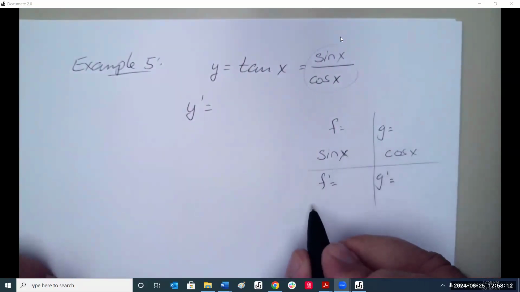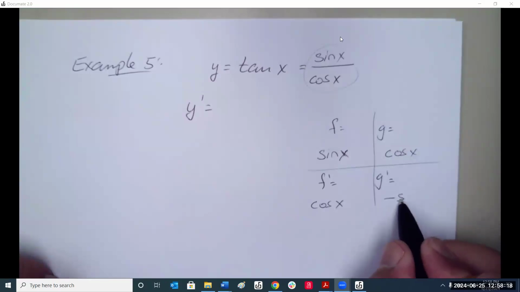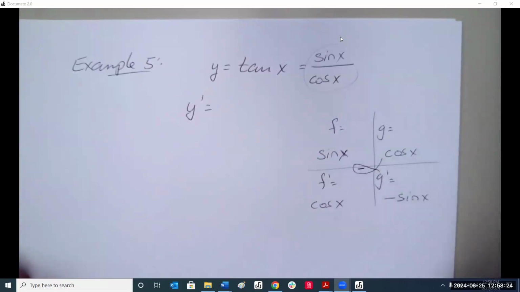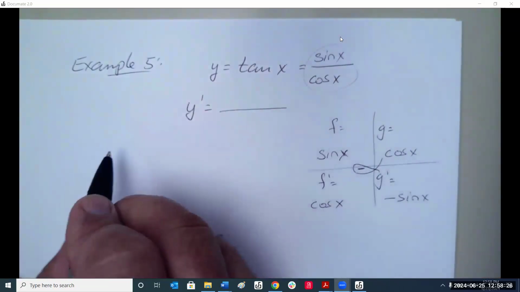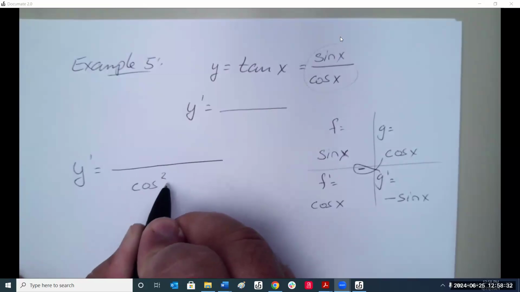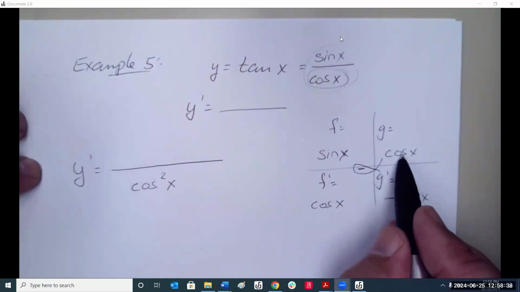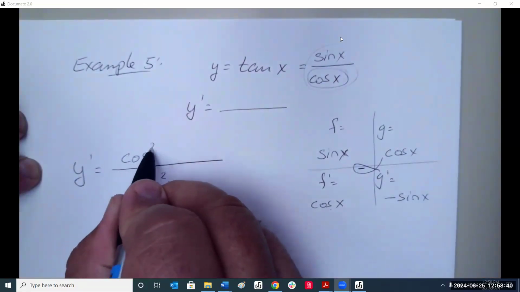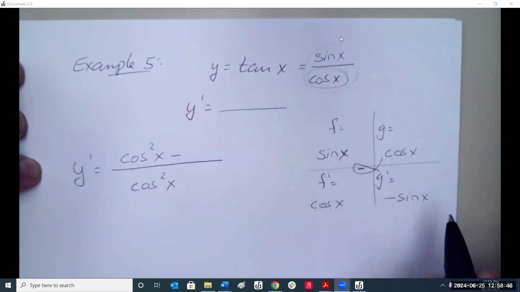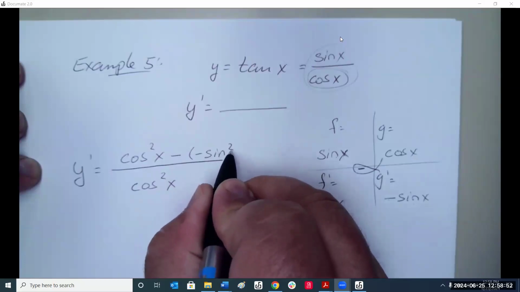Derivative of sine x is cosine x. Derivative of cosine, negative sine. Since it's a division, we subtract. And the denominator is cosine squared x. We have to square the bottom. So we have cosine times cosine is cosine squared x, minus sine times negative sine is negative sine squared x.